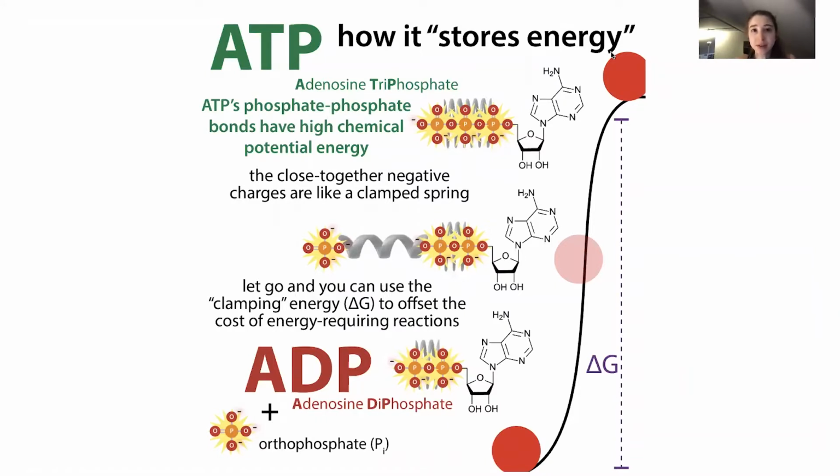ATP is often referred to as the universal cellular currency, or I think of it as energy money. The reason for this is that ATP, adenosine triphosphate, has those triphosphates. Phosphates are phosphorus surrounded by oxygens, and they have negative charges. If you stick negative charges close together, it's like clamping a spring. So we call these bonds high energy because they have high potential energy, meaning that if you were to break them up, you would get a lot of energy in return.